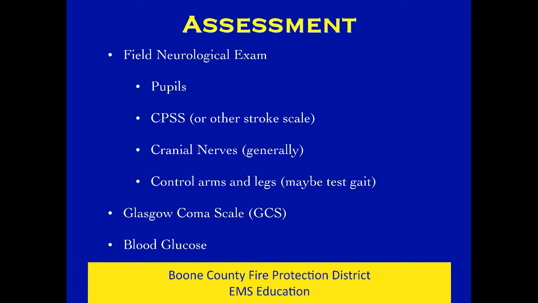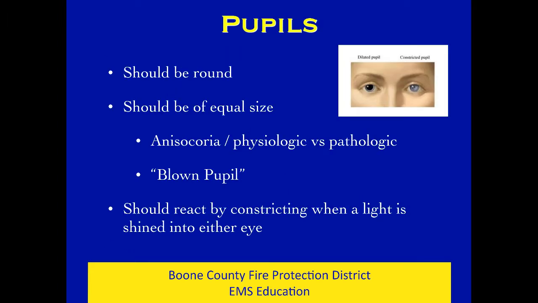We also think a Glasgow Coma scale is part of an overall neuro assessment. We pull that out separately. It's not part of the field neuro exam to us. And blood glucose also. So if you're going to assess a patient's neuro system, you check their GCS, you check their glucose, and you do this field neuro exam. So let's get into what all this looks like.